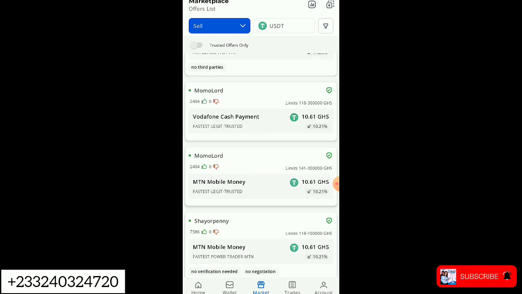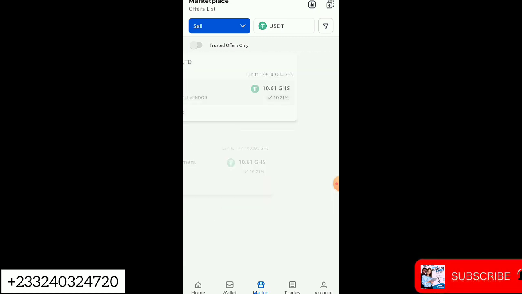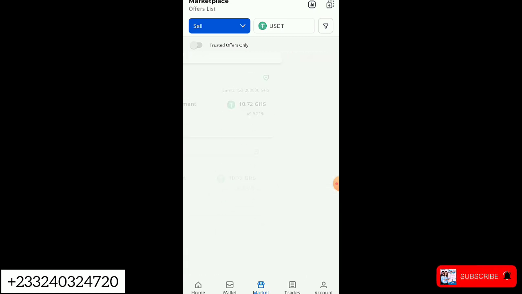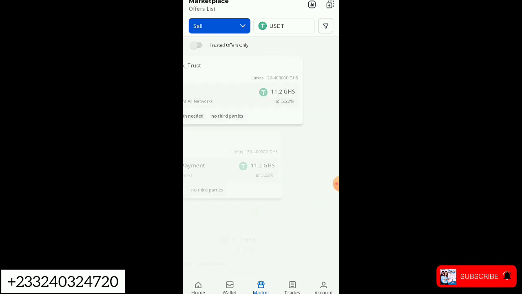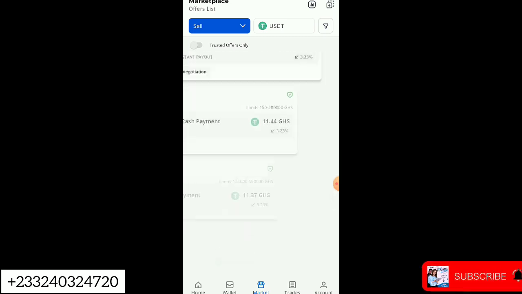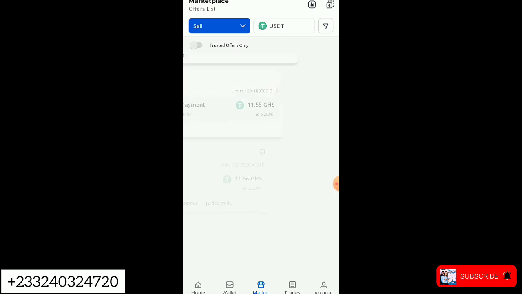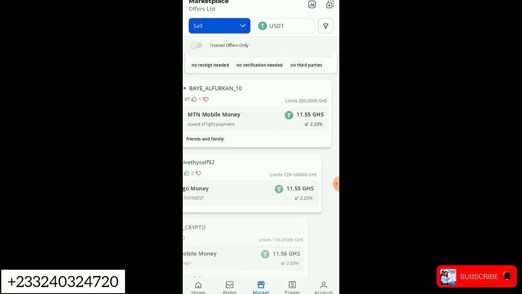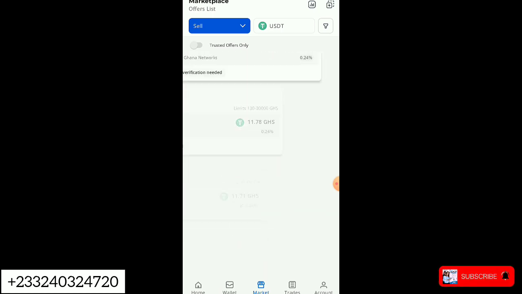So you can search for someone who has good rates. Me, I always trade with some guy in Cameroon. That guy is my partner. So you can search for a rate that is more favorable to you, because if you sell it, you will get a profit, but the profit will not be huge. So search for someone who has, let's say, 12, 13 plus.